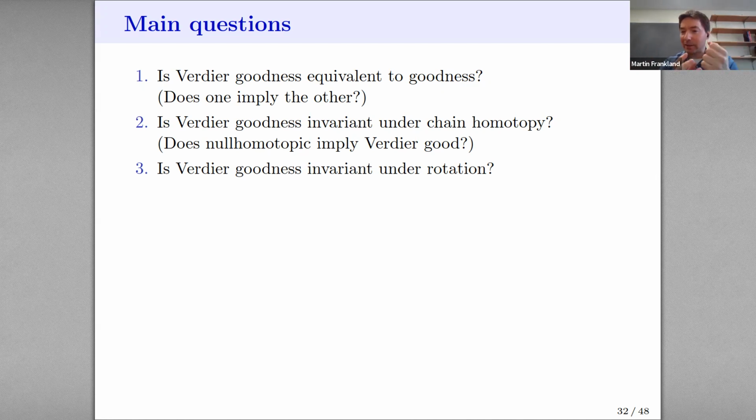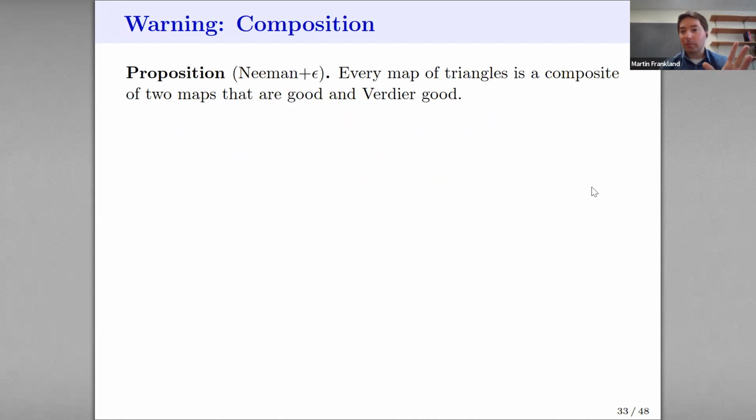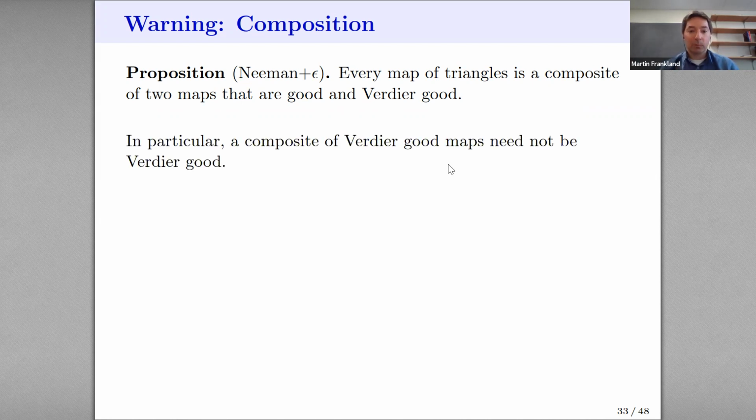And same thing with rotations. I mentioned this asymmetry in the construction that factors the third map H in a specific way. So the definition is not rotationally symmetric. You can't just factor the second map G or the first map F. So it's not obvious that the definition is invariant under rotation. But let me give you some results in those directions. Now, first of all, we're used to this strategy of factoring a complicated map into simpler steps and then tackling the simpler steps individually. That's not going to work here. It's completely useless because it turns out that every map of triangles can be factored as a composite of two maps of triangles, both of which are good and Verdi good. So it's not going to be useful to factor your map into simpler steps. Right, so those properties are not closed under composition.